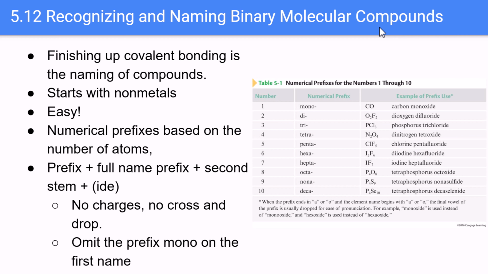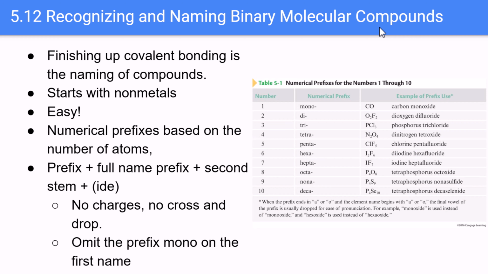So remember, we've used these when we're dealing with stuff that is just non-metals. Remember that nomenclature rules are always based off of what the molecule starts with. In this case, if it starts with a non-metal, you're going to follow this set of rules. And it's very easy because we're not dealing with charges. We're not dealing with Roman numerals or anything like that. There's no crossing and dropping. We just focus on prefixes, and those prefixes are based off of the number of atoms that are present.